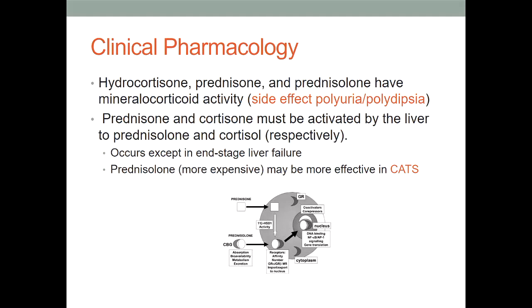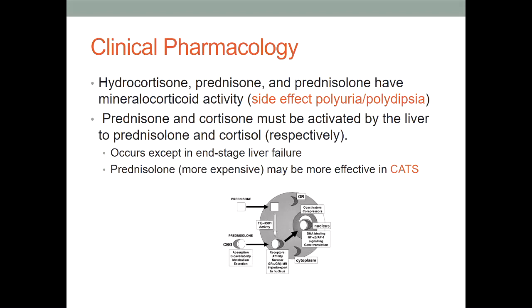Hydrocortisone, prednisone, and prednisolone have mineralocorticoid activity. Prednisone and prednisolone, and we tend not to use prednisolone in dogs as much because it's more expensive. We tend to use it in cats because they absorb it better and they have less side effects. But prednisone in dogs causing the side effects of polyuria and polydipsia can be a big problem. And so again, you may want to switch to a dexamethasone because it doesn't have mineralocorticoid activity and may not cause that side effect.